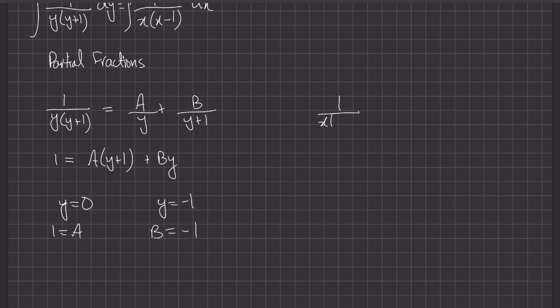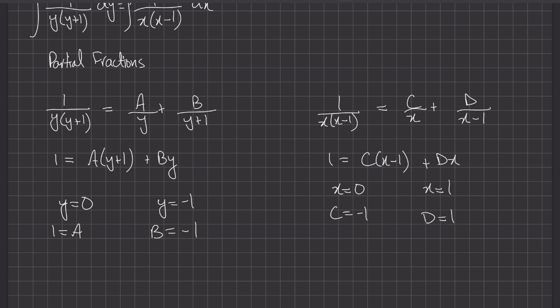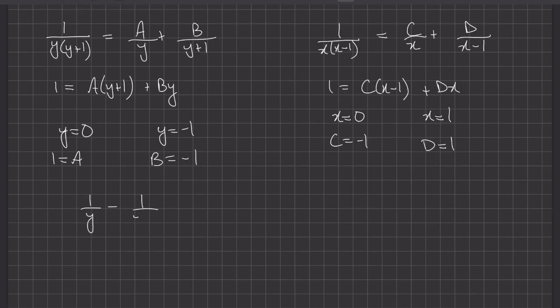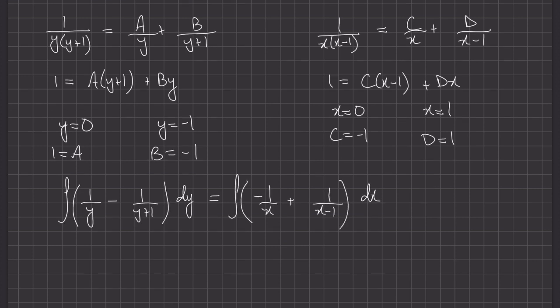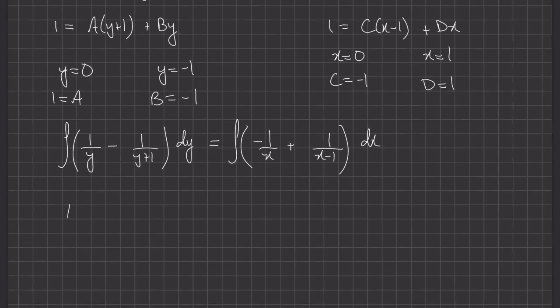We do the same for the right side. An equivalent expression is c over x plus d over x minus 1. Multiply both sides by x times x minus 1. First choose x as 0 to get c as negative 1, and choosing x as 1 gives d equal to 1. Now we have expressions on both sides which can be integrated. Evaluation gives us ln y minus ln y plus 1 equals negative ln x plus ln x minus 1 plus c.